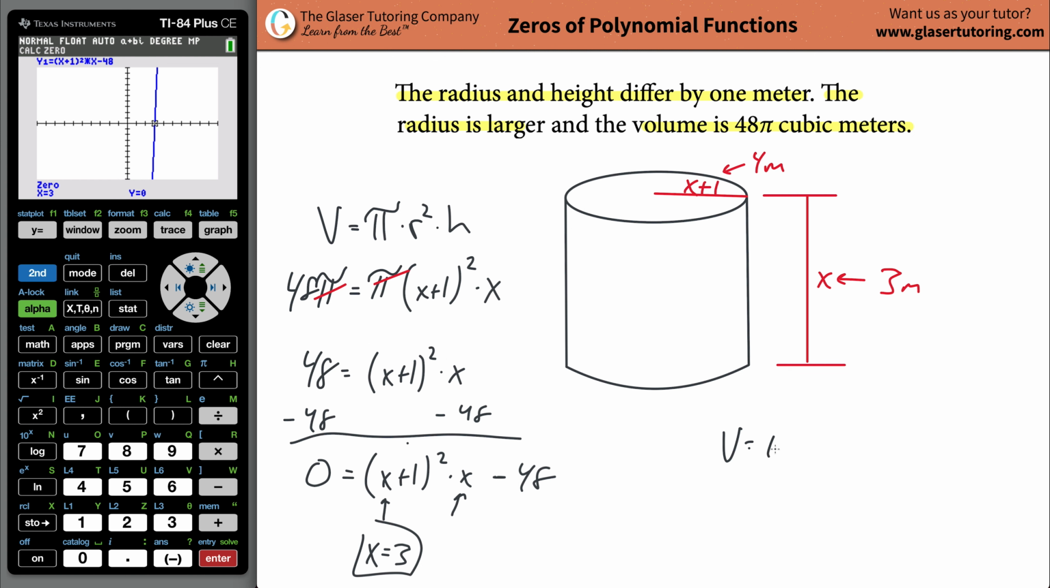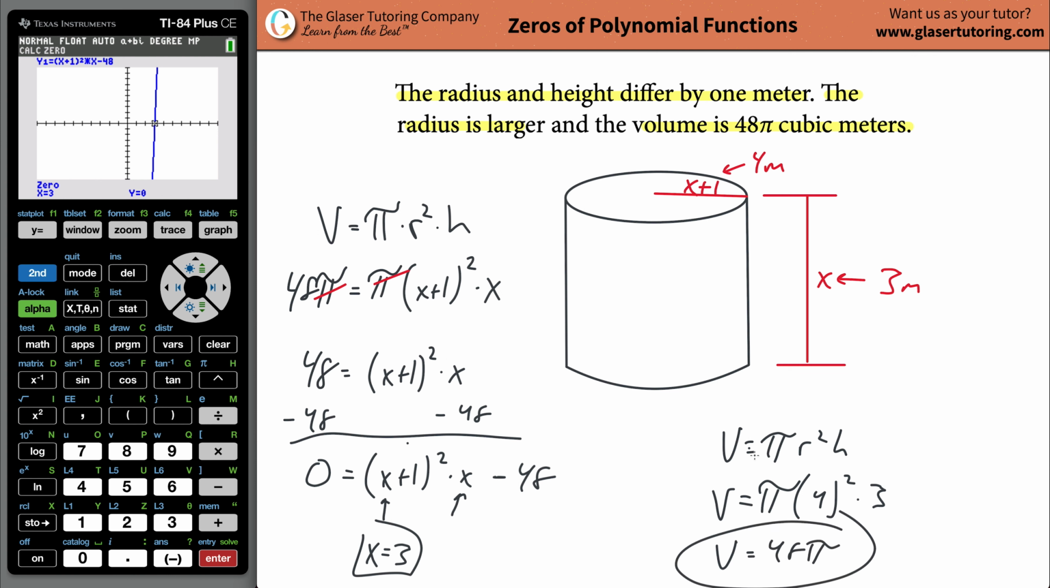And you can also just double check yourself, right, by using the formula pi r squared h, right? The radius is 4 squared times the height, which is 3. And what does this work out to be? Well, that works out to be 48 pi. Interesting. See? And that's what the volume is. So we know we're good.